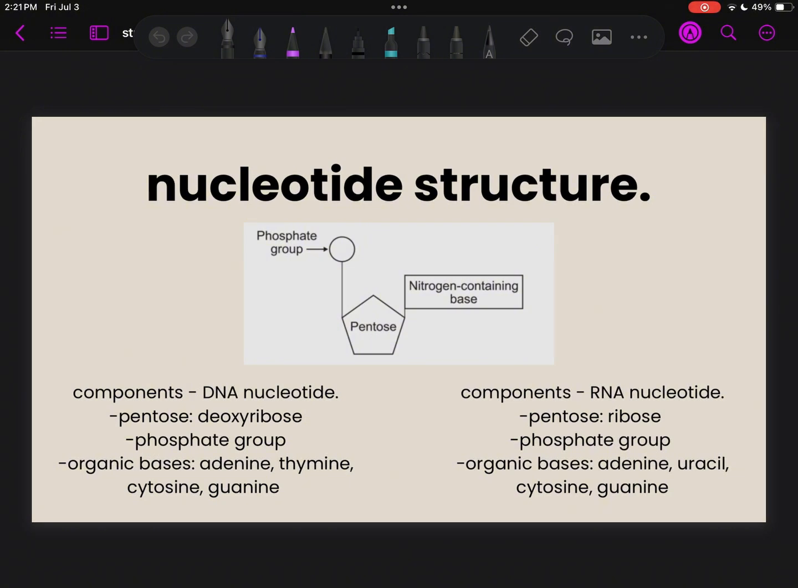The components slightly differ per different nucleic acid. So for DNA, its nucleotide contains the pentose sugar called deoxyribose. It still contains a phosphate group, and the organic bases it includes are adenine, thymine, cytosine, and guanine. And for an RNA nucleotide, for the pentose sugar, you now have a ribose, and there's still the phosphate group. And then for the organic bases, you have adenine, now uracil, cytosine, and guanine.